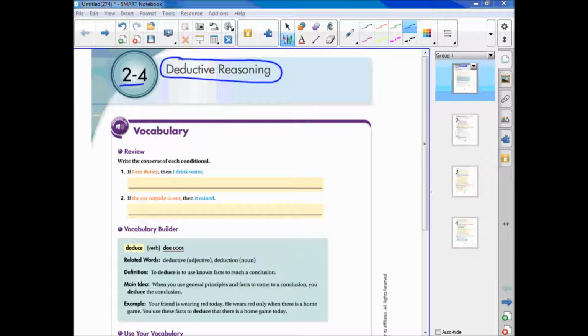So if I am thirsty, then I drink water. So the converse is to flip around the hypothesis and conclusion. So if I drink water, then I am thirsty. Okay, and our second one, if the car outside is wet, then it rained. If it rained, comma, then the car outside is wet.